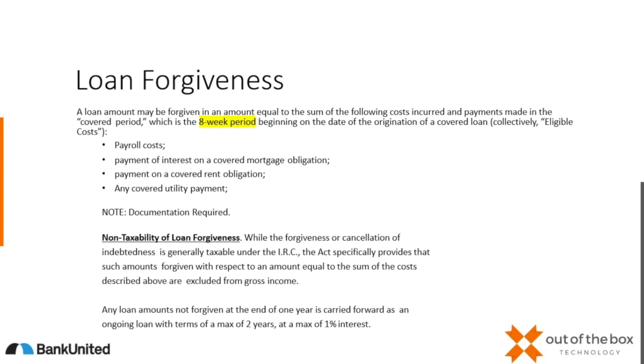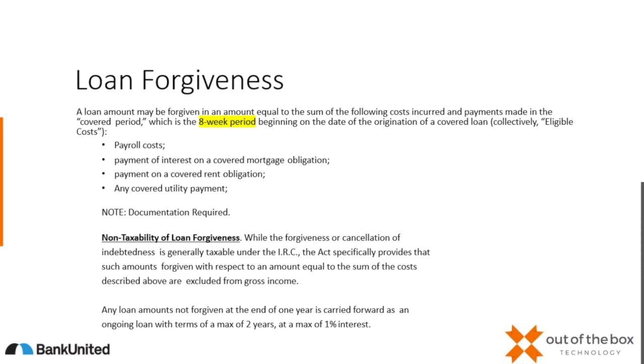The second prong on this is that 75% of your loan amount must be used for payroll. So if you're eligible for a $100,000 loan, $75,000 of that must be used for payroll. The other 25%, again, can be used for your rent, utilities, and insurance, and insurance means workers' comp and everything else.